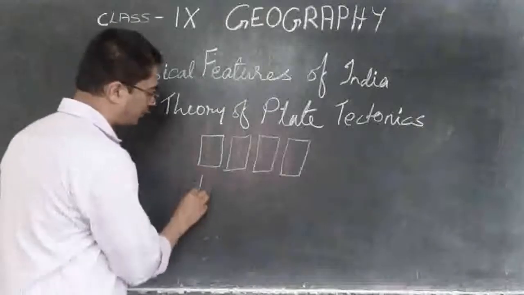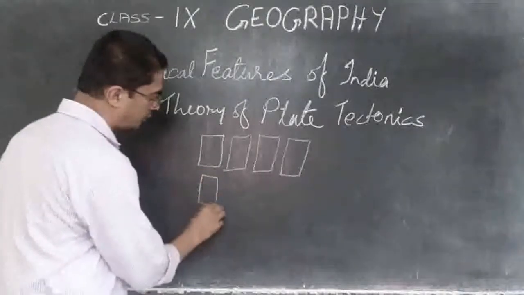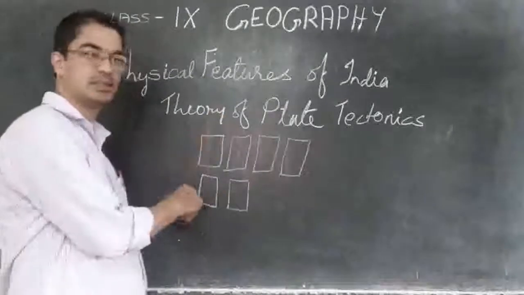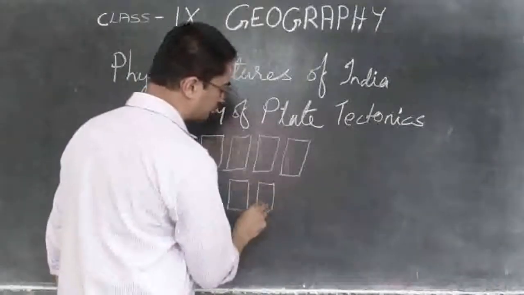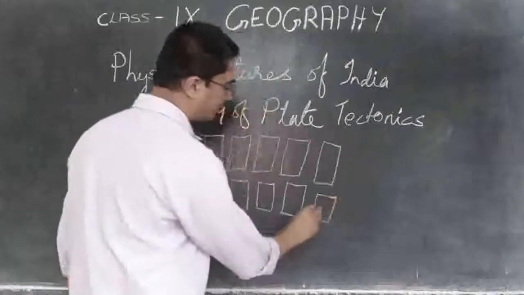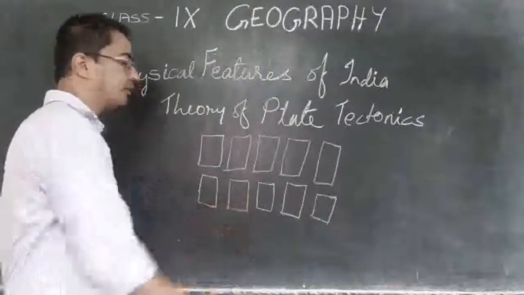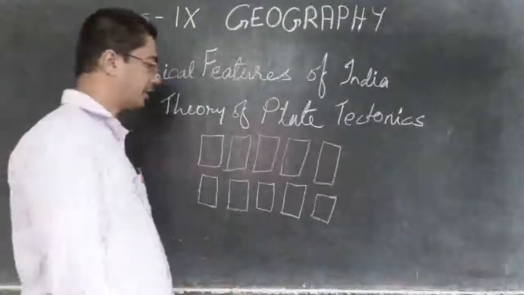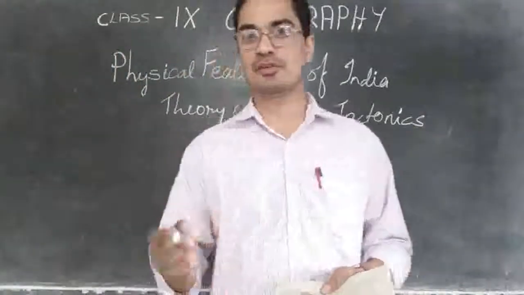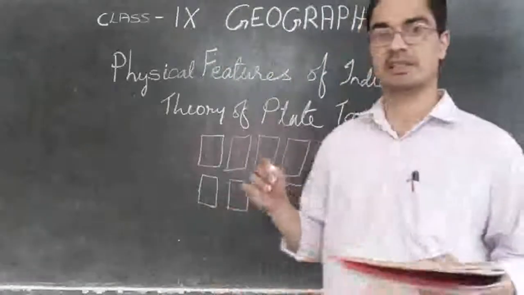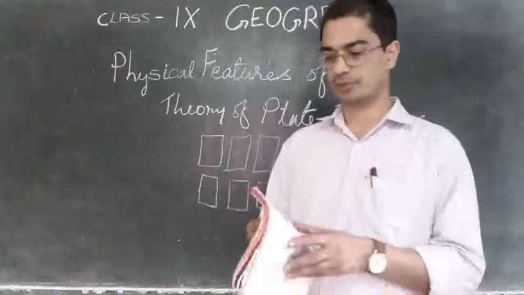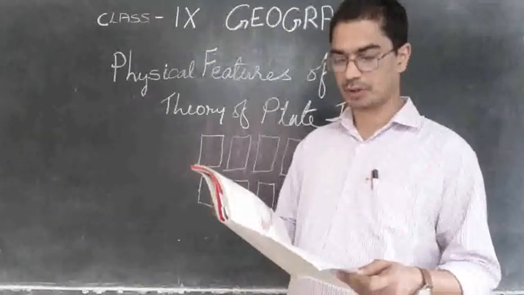Some of them are major plates. This is called a plate. It's not the plate which we use for eating food, but it is a shield, like we can say. The top part of the earth is like this, with different plates. The gap is not so much, so if you look down, you will not be able to see it, but the gap is there. That is what the scientists are telling. You can see this in figure 2.2 in your textbook.